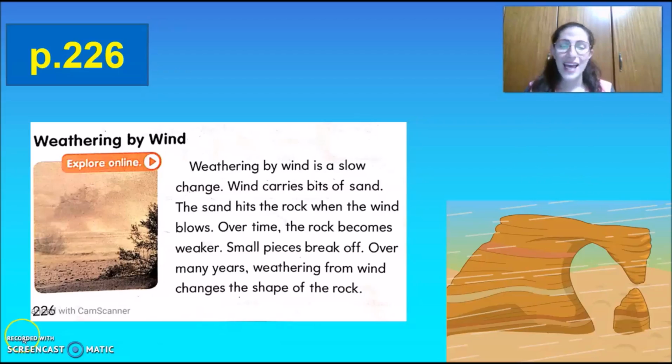Clear? And this is a pattern, weathering by wind. Why? Because it keeps on happening each day, every day, over many years, year after year, which means this is a pattern. Remember, a pattern is something that is repeated, okay?